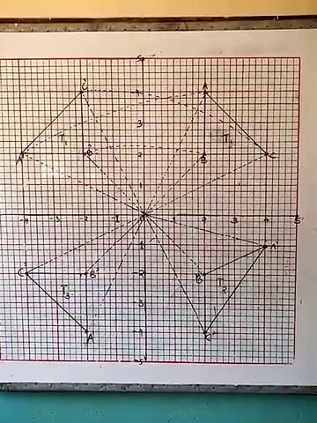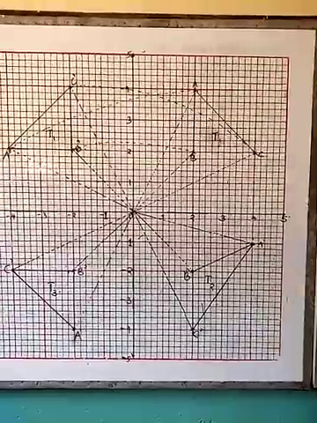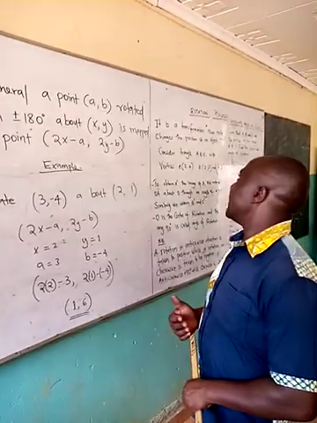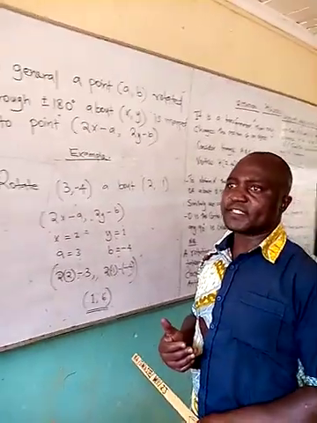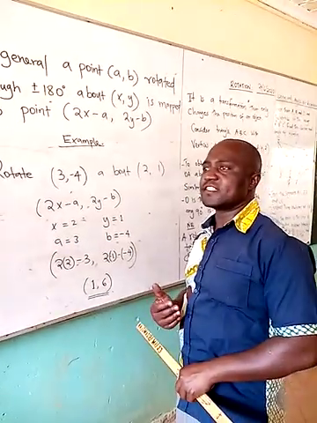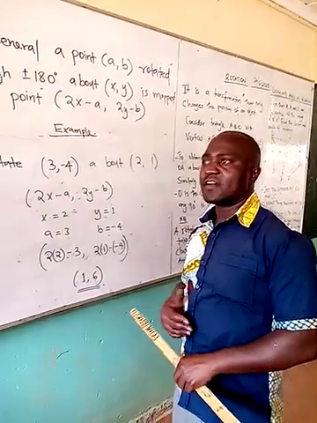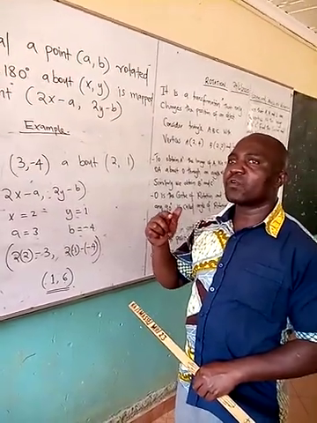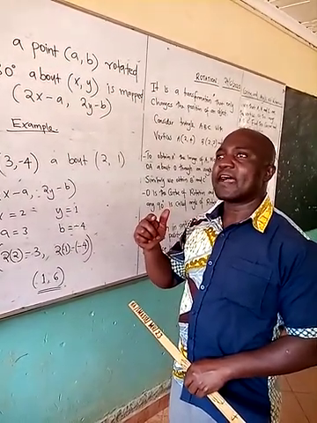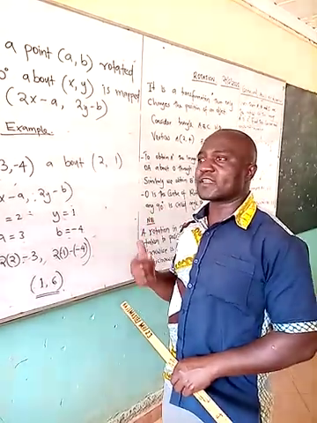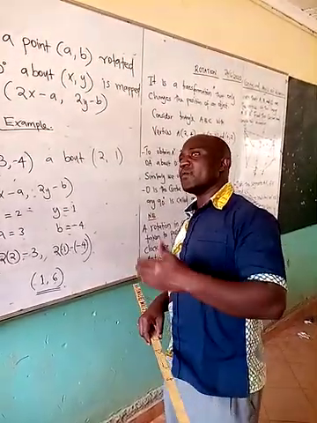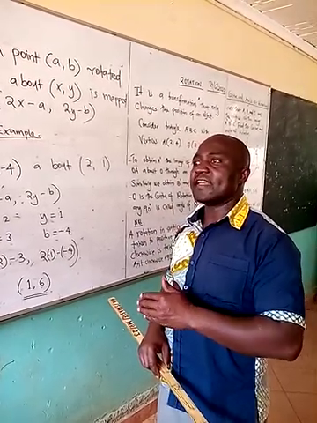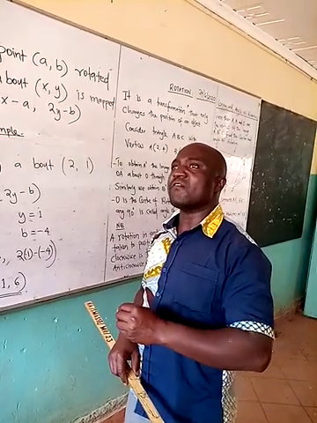Rotation is also a type of transformation, and we have learned that rotation does not change the shape of an object, neither does it change the size of an object. Therefore, rotation is what we call direct congruence. When we are looking at the two types of congruency, we did say that we have direct and indirect congruency.